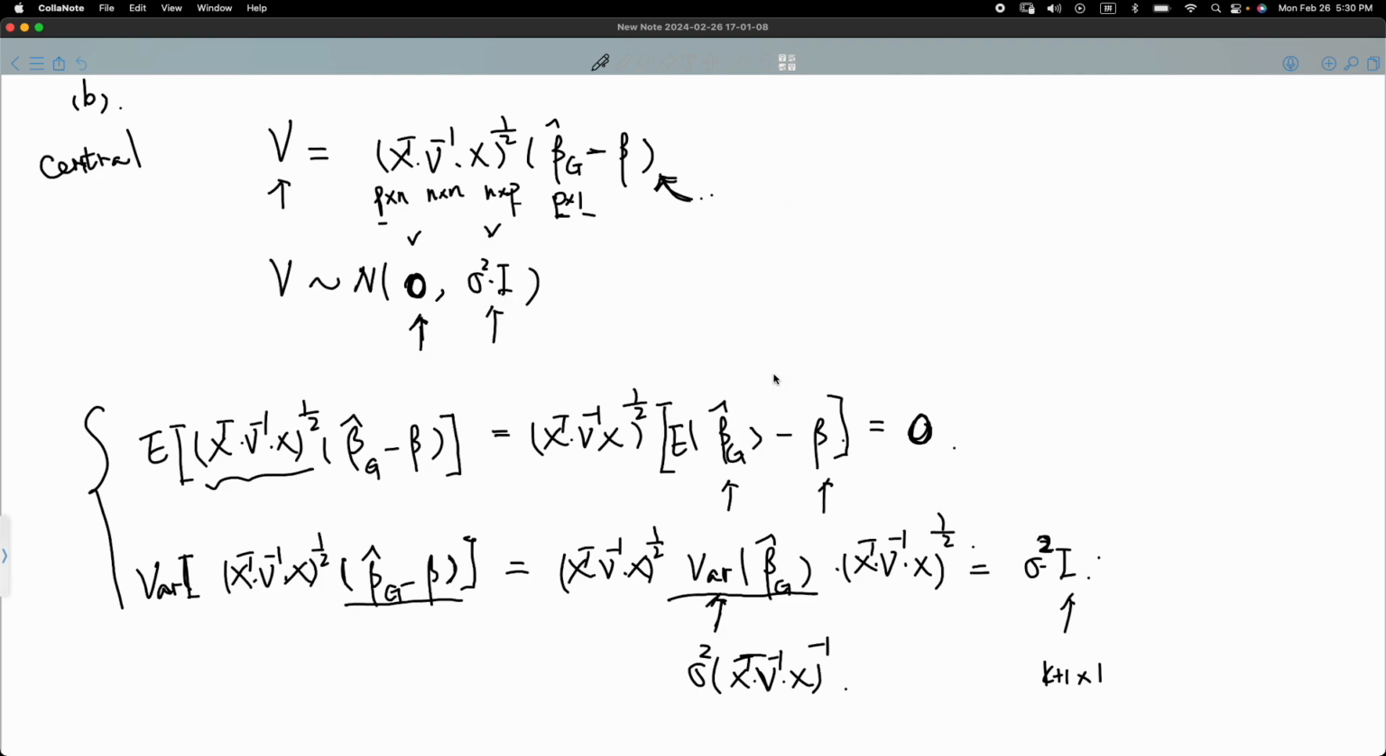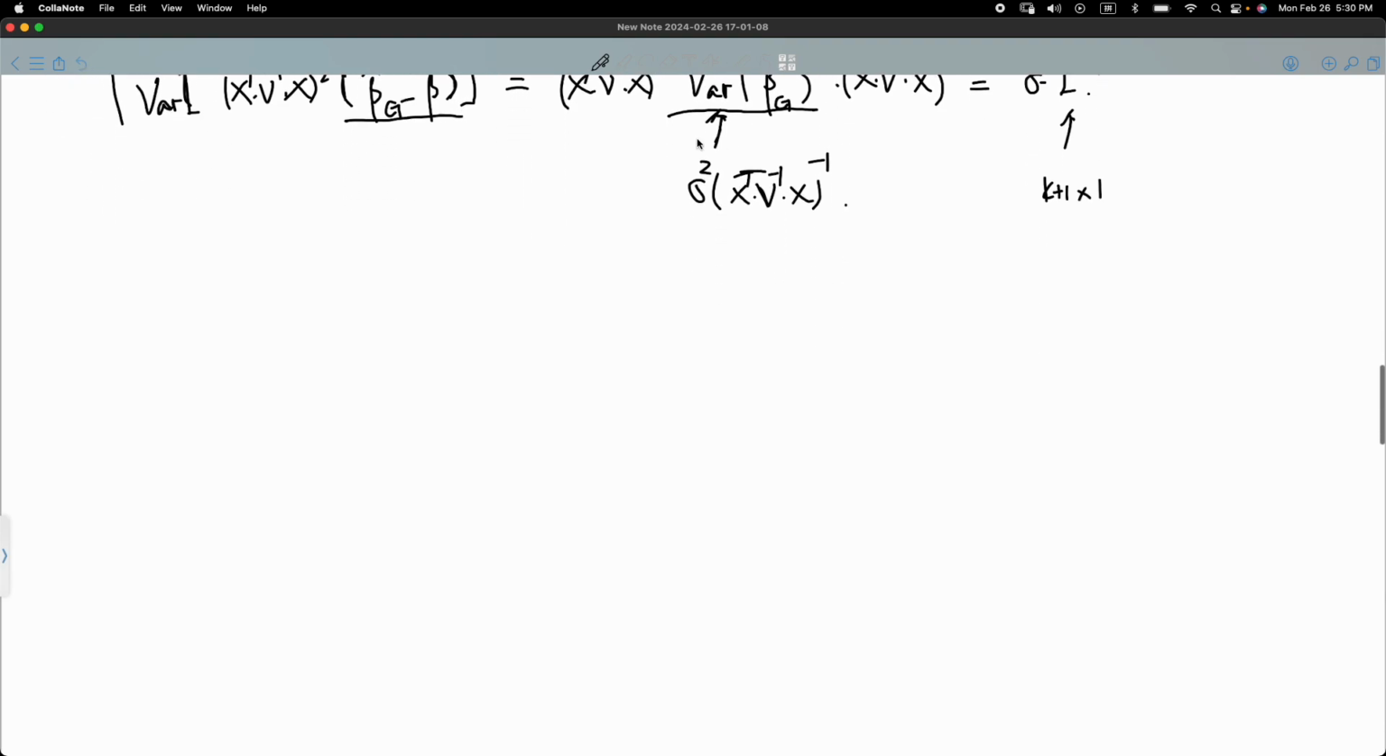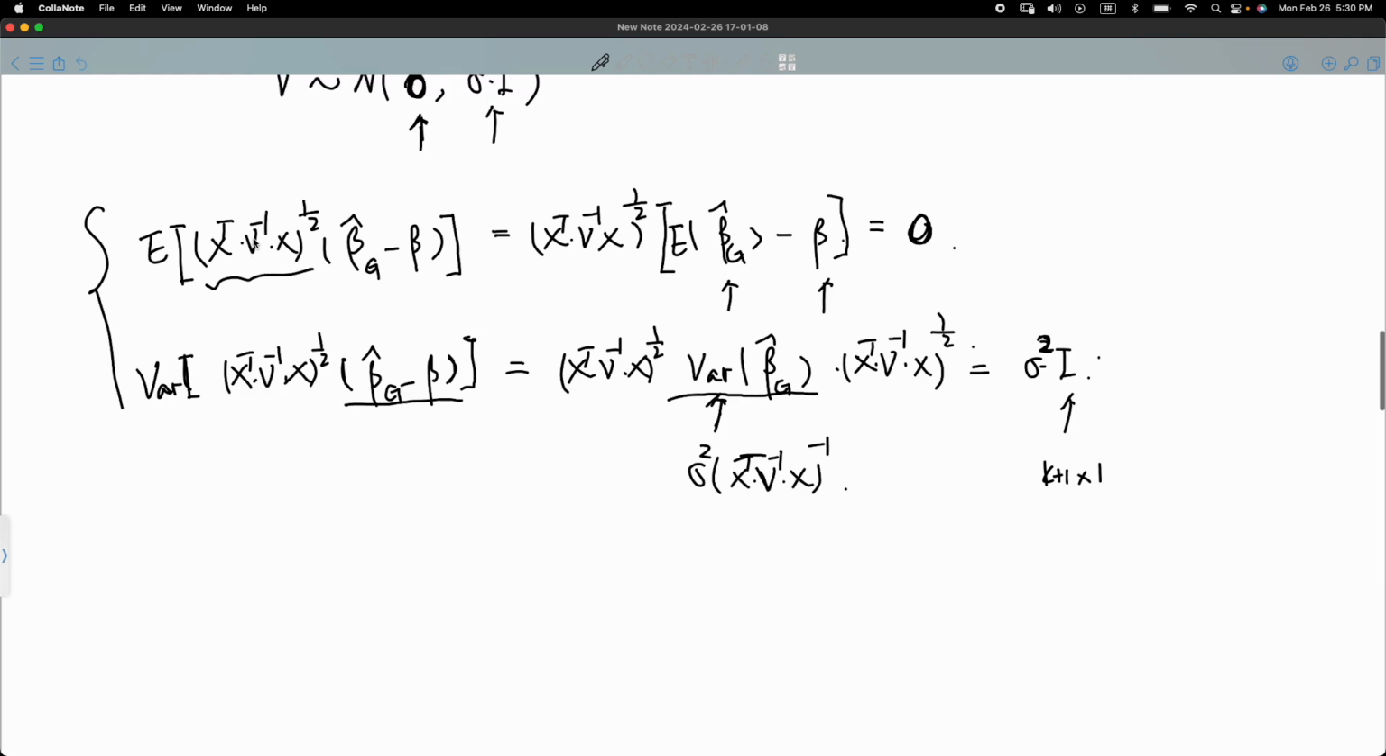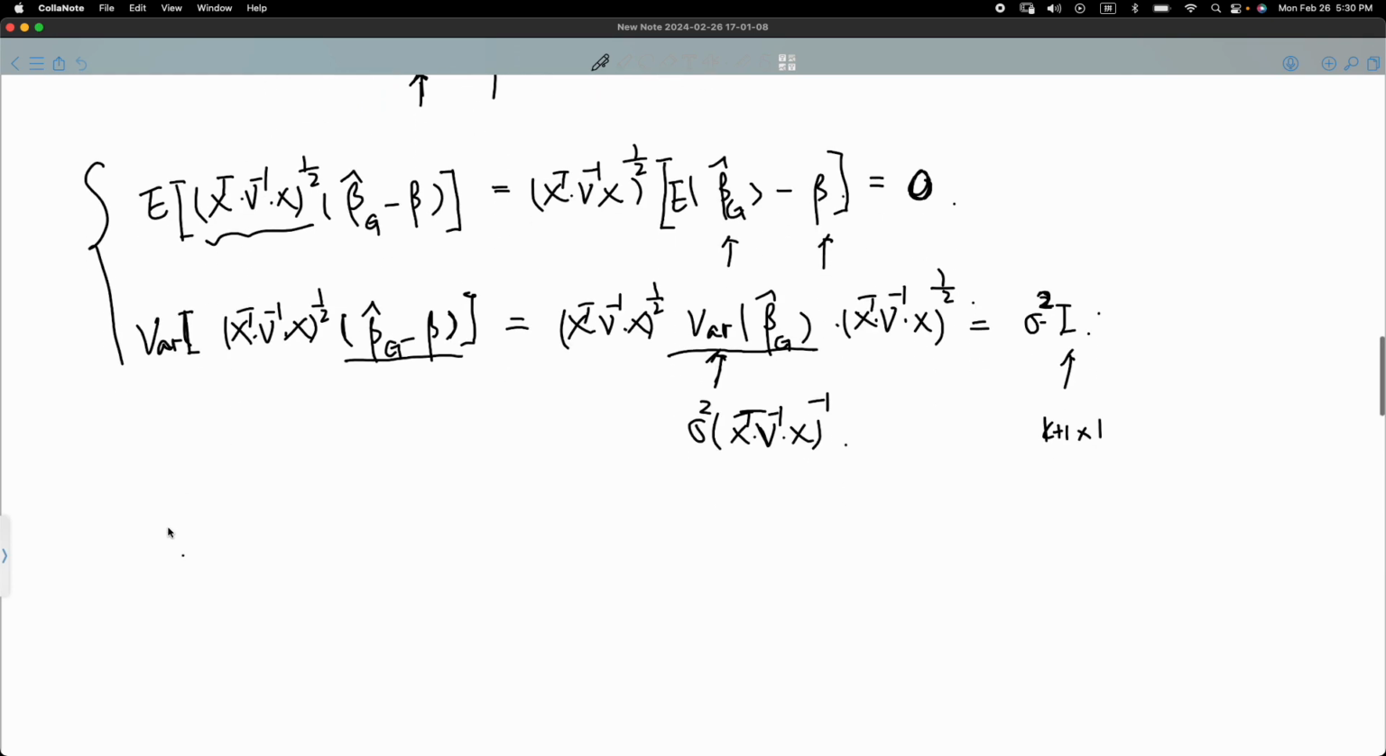Okay, so now after all the details, let's move back to the question. We want to find part B, just a central version. After we define the V here, this V transpose V should have a chi-square distribution. What is the degree of freedom here? It should be the dimension of the distribution that we found earlier, right? So there should be degree of freedom K plus 1.